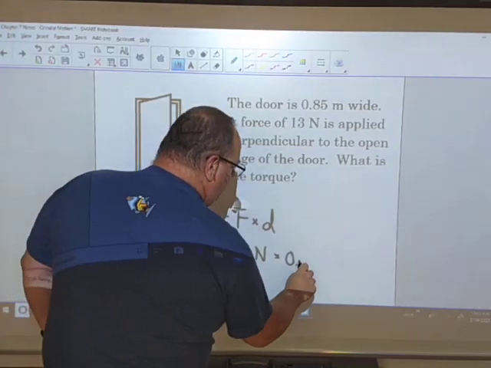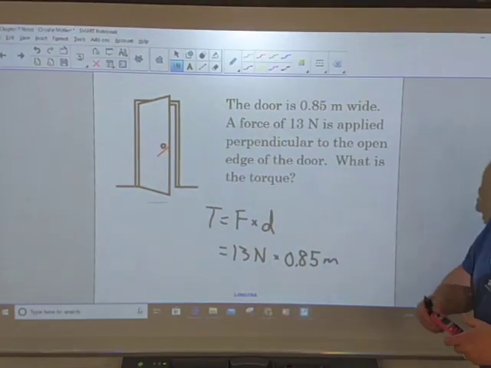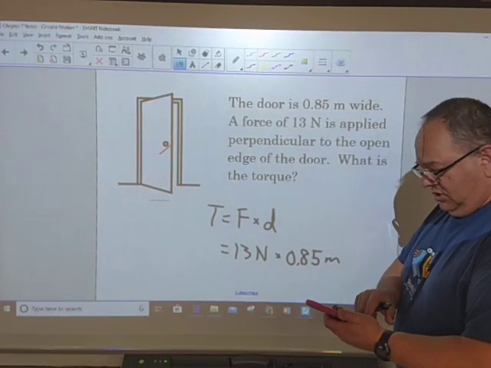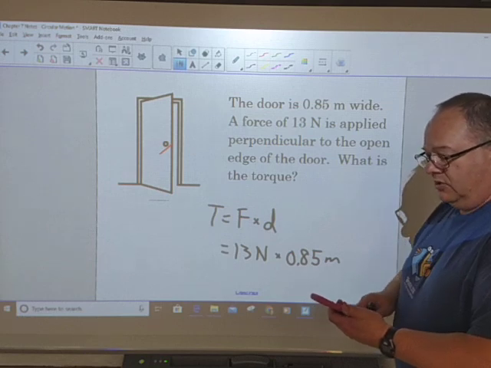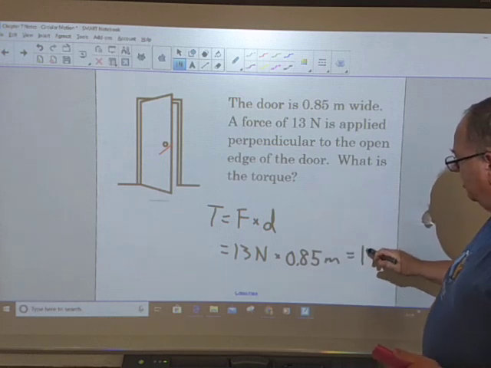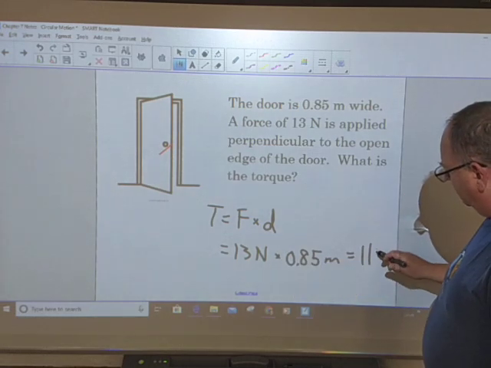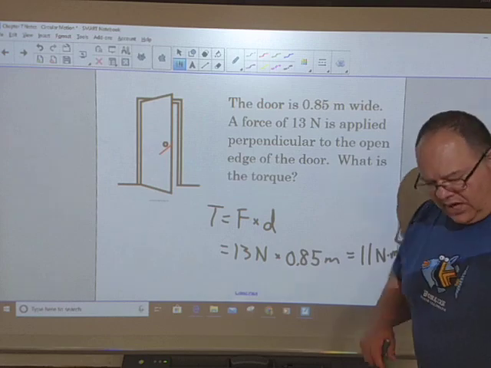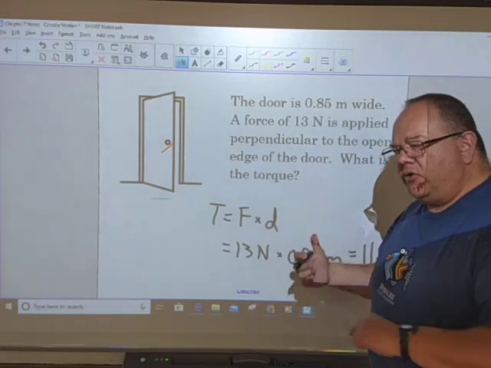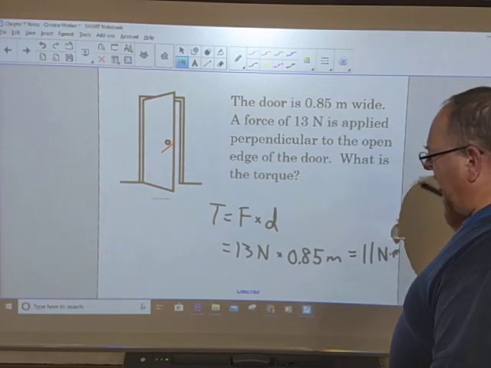So 0.85 meters. And we get 13 times 0.85 equals, 2 sig figs, 11. Now what are the labels? Newtons times meters. Now, remember I said this isn't work. We're not going to replace this with joules. Okay? A joule is a unit of work or energy, and this is different.